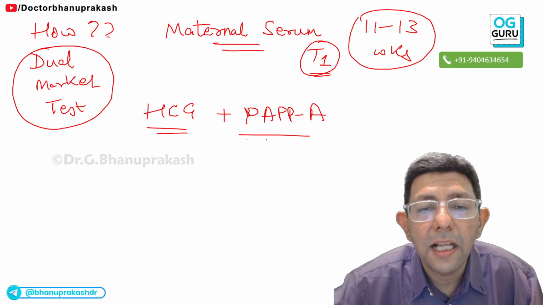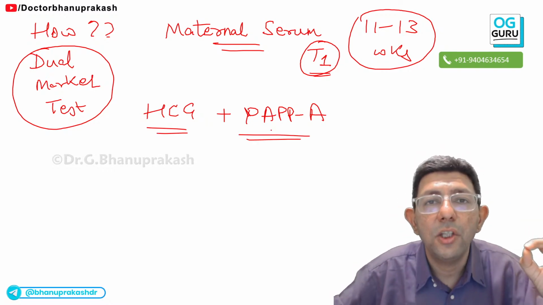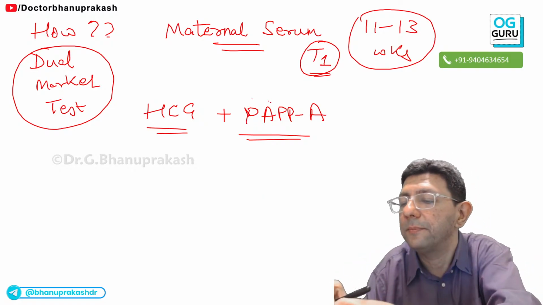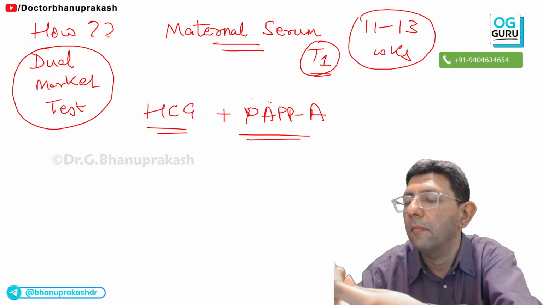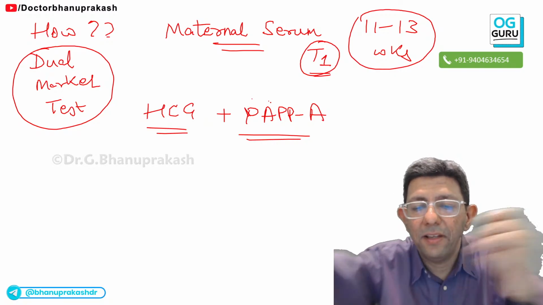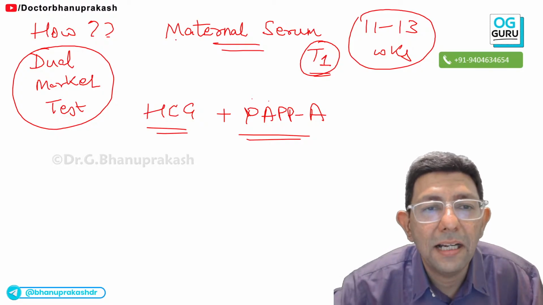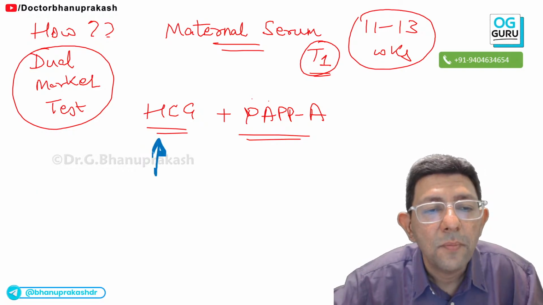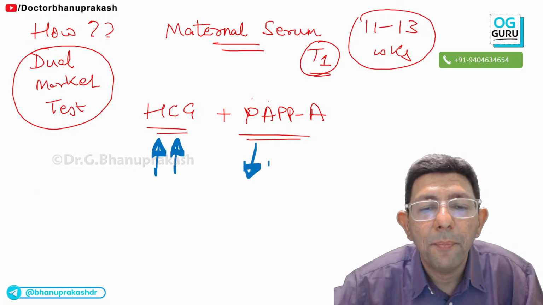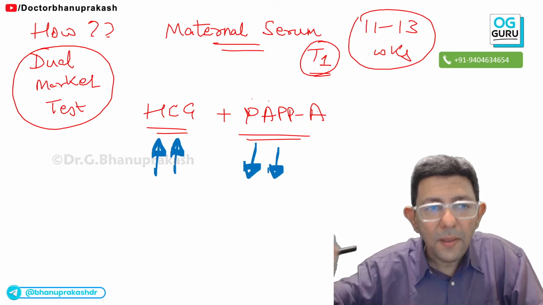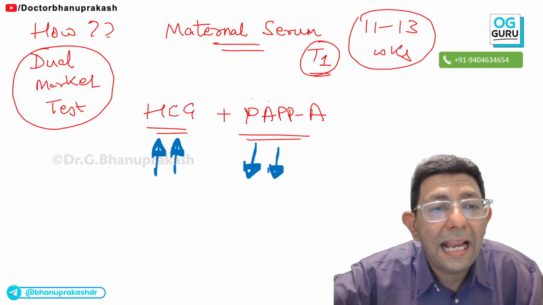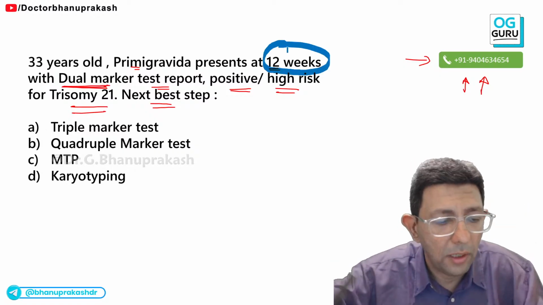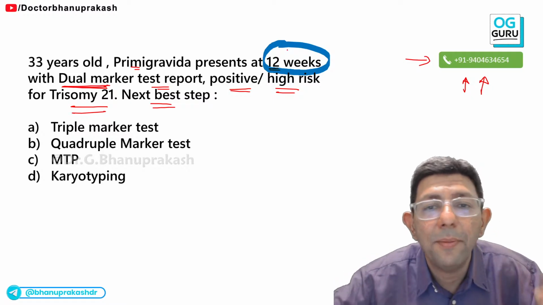Can anybody tell me what happens to the value? HCG is human chorionic gonadotropin. PAPP-A is pregnancy associated plasma protein A. So the dual marker is a blood test, not on amnio or CVS. What happens? HCG is higher than normal and PAPP-A is lesser than normal. Excellent, all of you. As you can see, our patient is 12 weeks, and at 12 weeks you are getting the dual marker test. But the important point to be kept in mind is what?